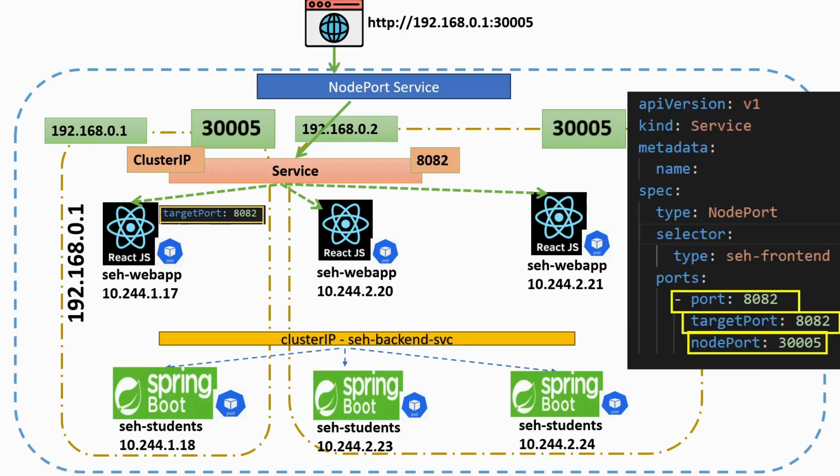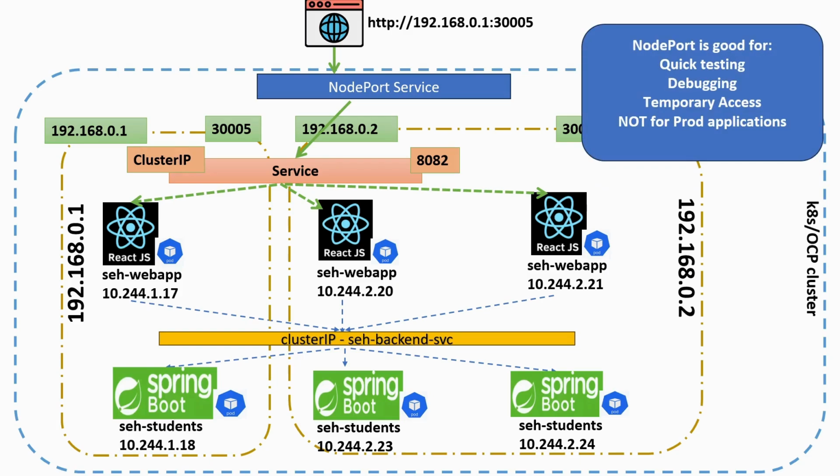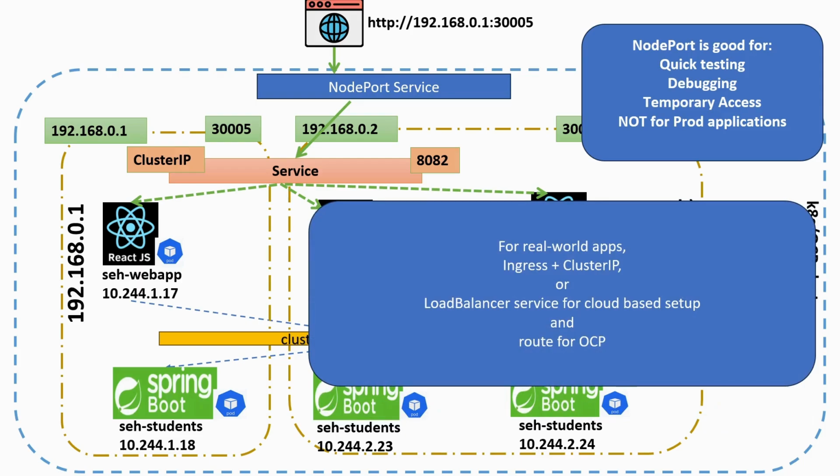So we can say node port is best for quick testing, learning Kubernetes, debugging services, temporary access, not for production applications. For real world applications, we should use ingress plus cluster IP or load balancer service for cloud-based setup and route for OCP, which is OpenShift Container Platform.